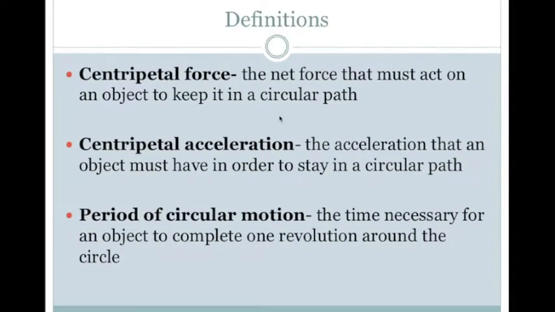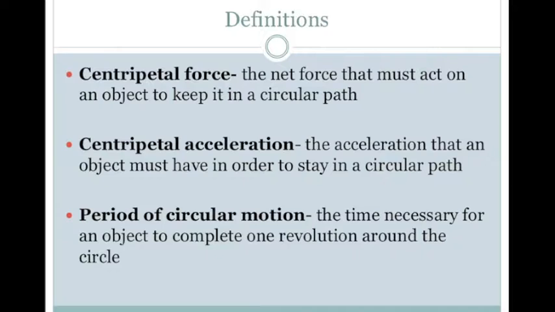First of all, let's cover some basic definitions. Centripetal force is the net force that must act on an object to keep it in a circular path. Centripetal acceleration is the acceleration that an object must have in order to stay in a circular path. Also, centripetal acceleration does not speed you up or slow you down. Instead, centripetal acceleration changes the direction of the object.